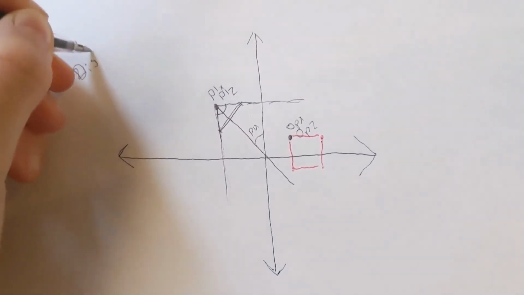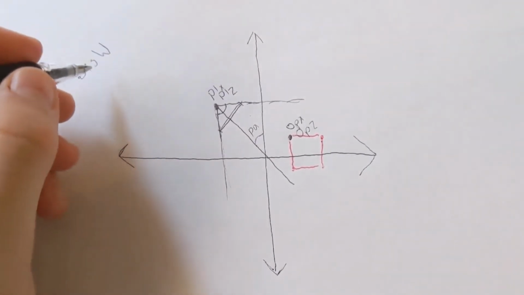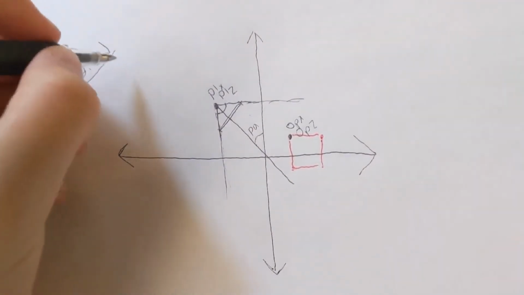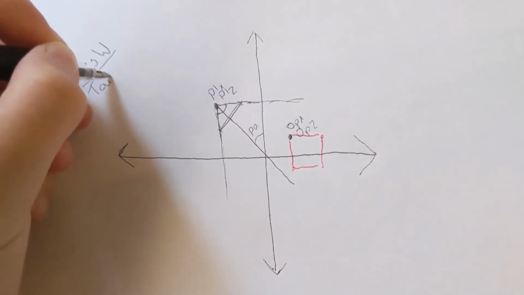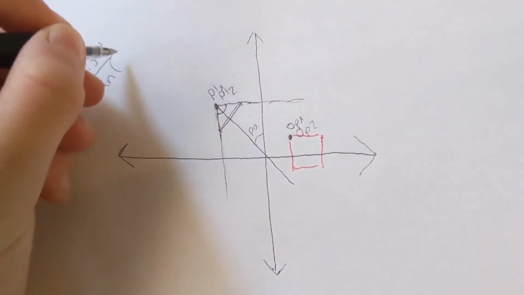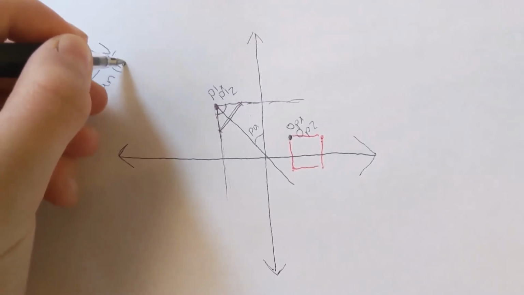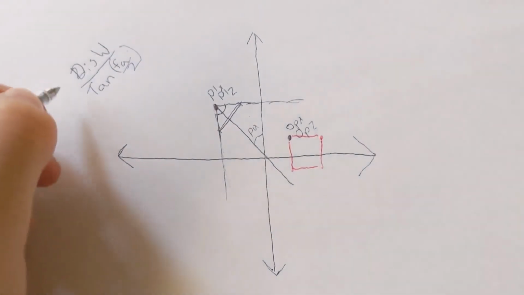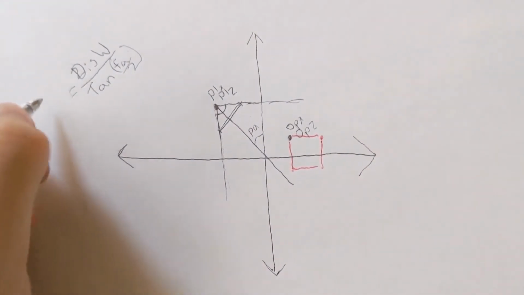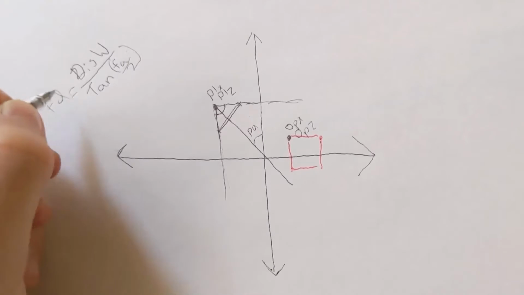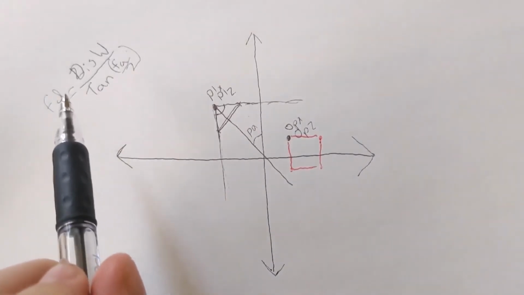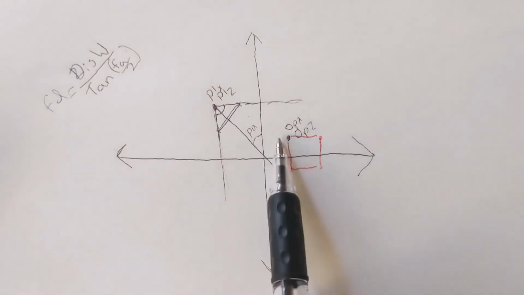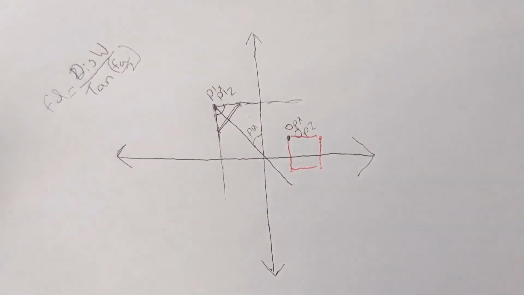Display width, so DSW, or DisW, divided by the tangent of the field of view angle over 2. So this equals the focal distance. We're going to need to remember this for later, so that we can do some other math calculating where to put this point on the screen.